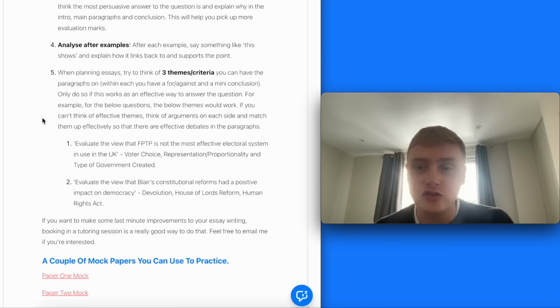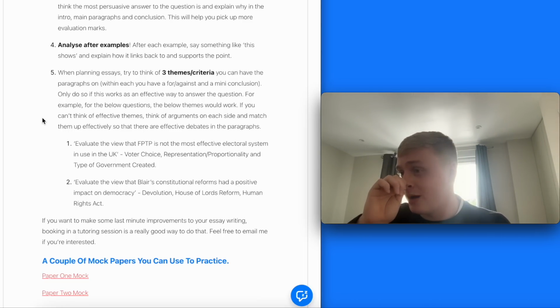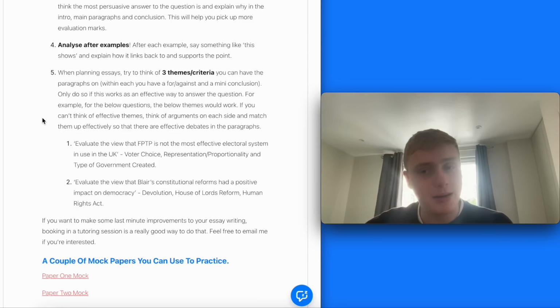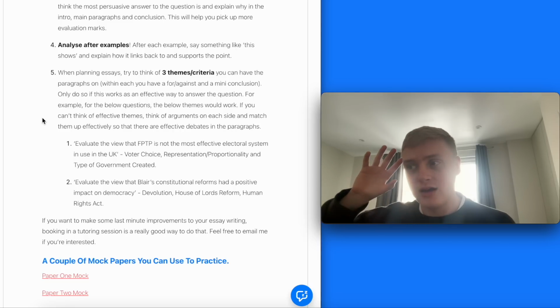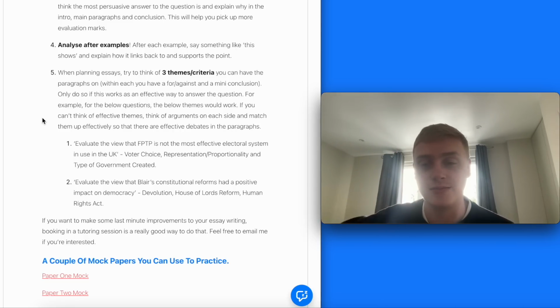Crucially, they're not looking for you to bring in your own points. You don't want to do two paragraphs from the source and then one of your own. You're not picking up any marks for that. What they want is for you to recognize the arguments in the source and be able to explain them. And that's why every argument has to start from the source.